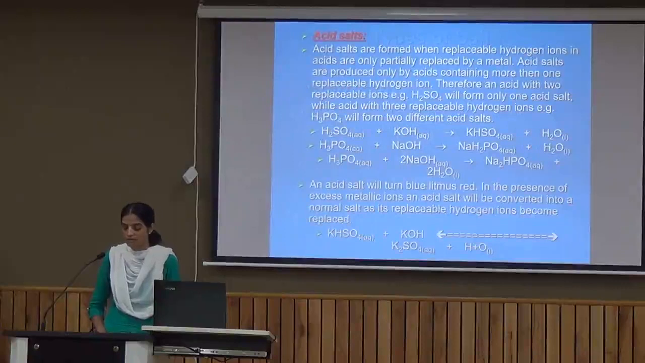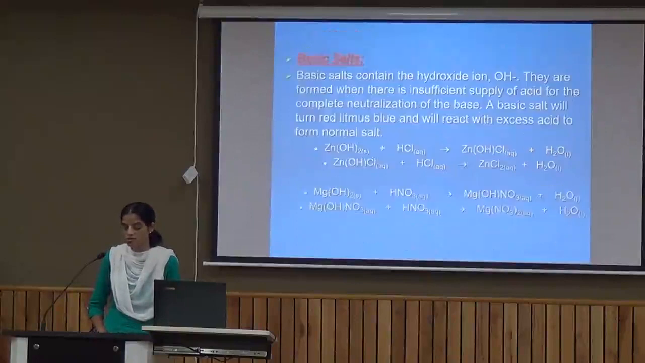Next comes the category of acid salts, where we see that all the replaceable hydrogen ions present in acid are not replaced by metal ions, rather they are only partially replaced. Let us see the example. Sulfuric acid undergoing reaction with potassium hydroxide. Sulfuric acid has two replaceable hydrogen ions, but out of two only one is replaced by metal. Therefore, we have the product potassium hydrogen sulfate, KHSO4.